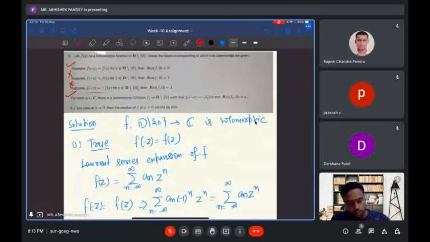Now the fifth option: if f has a pole at z equals 0, then the residue of f at 0 cannot be 0. Basically you just take f(z) equals 1 by z square. So 0 is a pole, 0 is a pole, but the residue of f at 0 is 0. So we are done with the assignment.